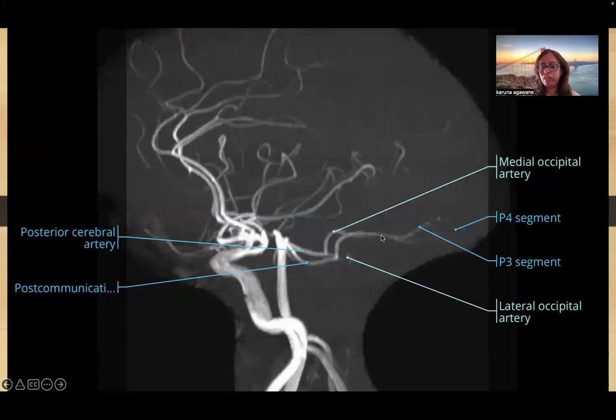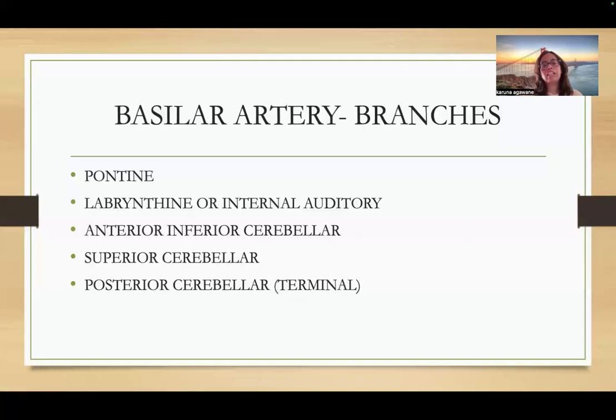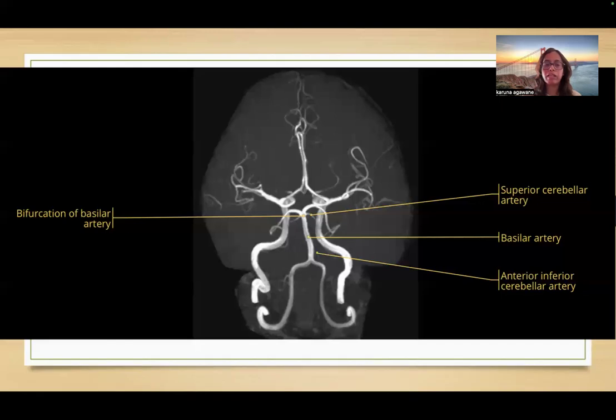Another view showing you better the P3 and P4 peripheral segments. Then comes the basilar artery. The basilar artery is formed by the confluence of two vertebral arteries, right and left, at the pontomedullary junction in the midline. It gives off multiple pontine branches, then the labyrinthine or internal auditory artery. And the most important branches given by this basilar artery are the anterior inferior cerebellar, superior cerebellar, and posterior cerebral arteries, which are the terminal branches.